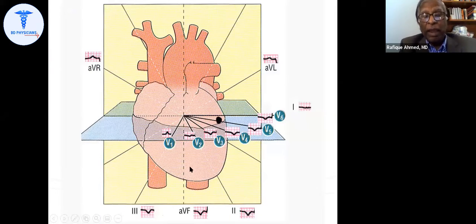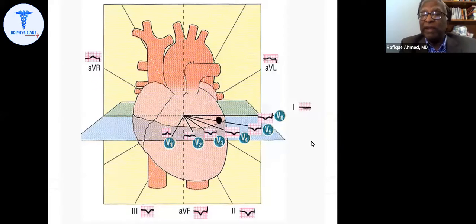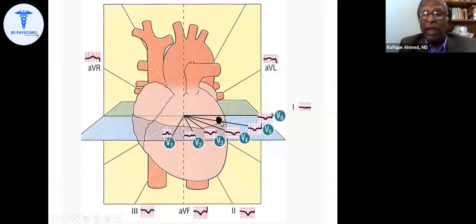So lead 2 is negative, 3 is negative, AVF is negative. Interesting, if you look at it, lead V5 is negative, V4 is negative, V3 is negative. So this P wave is moving away from V6, so it must be on the left side. Here V6 is negative, V4, V5 negative, V3, and then V1 is positive. So that means it's actually a left atrial rhythm.